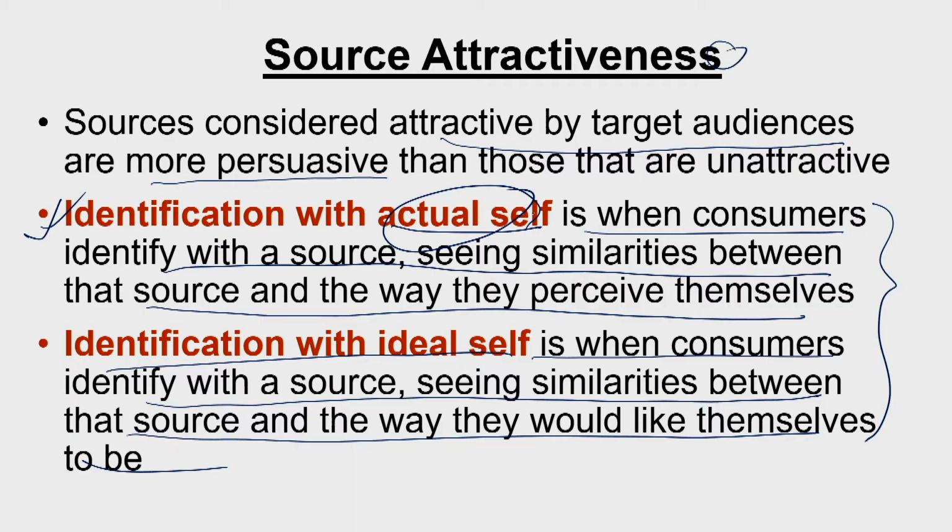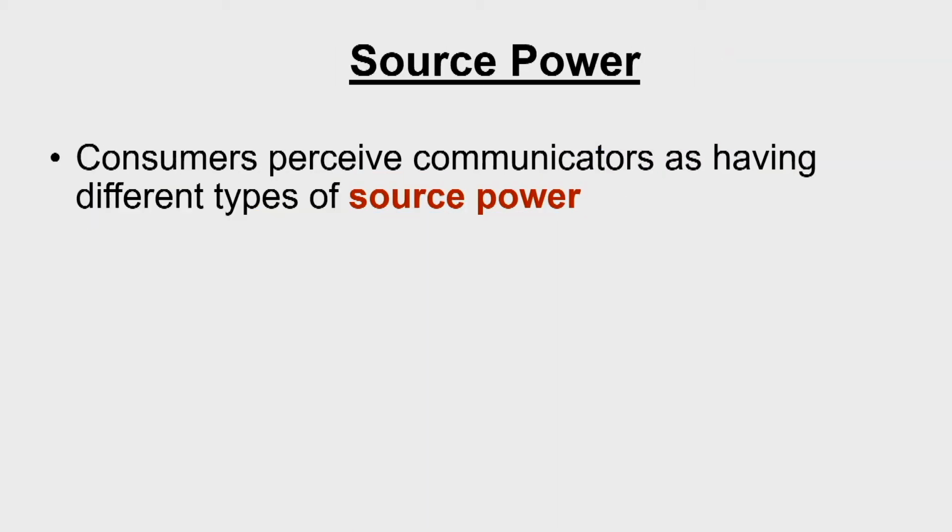And because they see their ideal self as very close to the advertiser or the person who is acting, they trust the source more. So source attractiveness is affected by both actual self and ideal self. Now, another important thing here is source power.